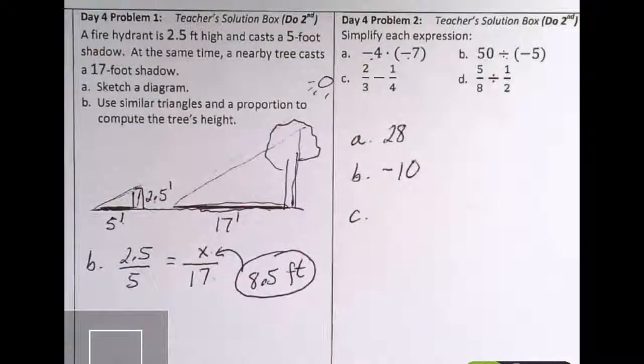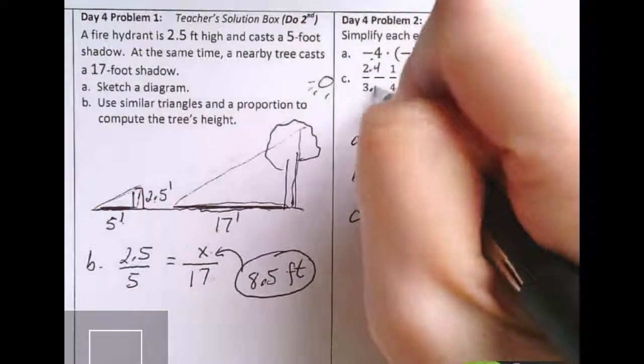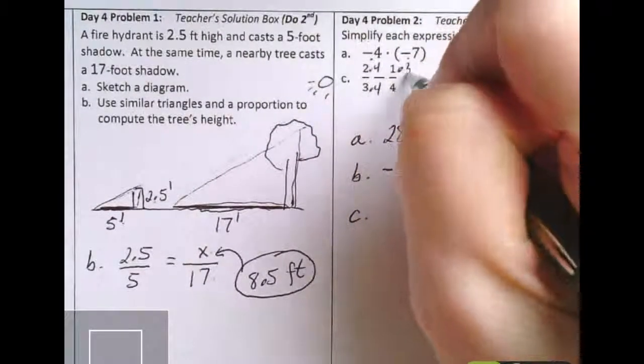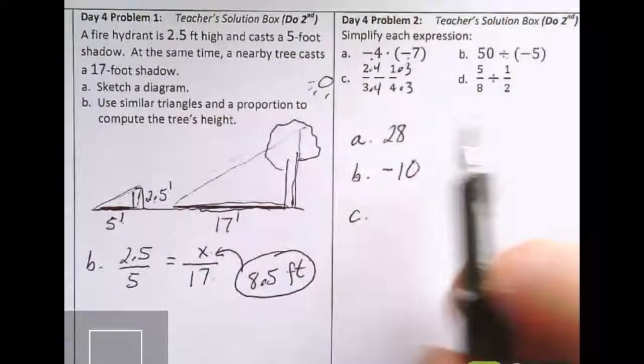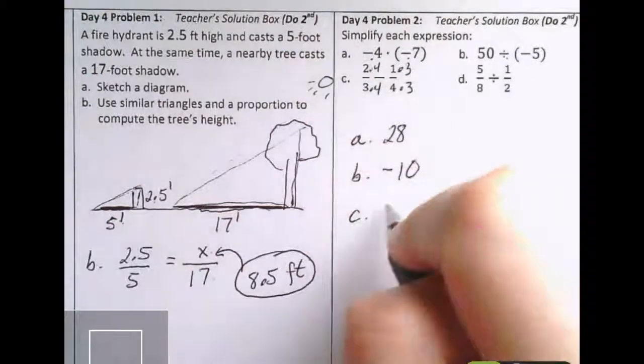Question C. Subtracting fractions. Like adding fractions, it requires common denominators. If this is 3 and this is 4, we want to use 12 as the denominator. So we'll multiply by 4 and by 4, and then here multiply by 3 and by 3. This is 8. Subtract 3 is 5/12.